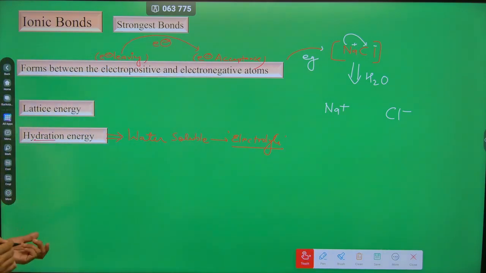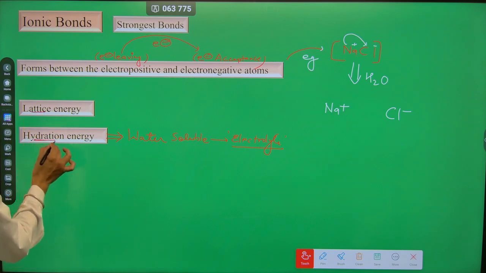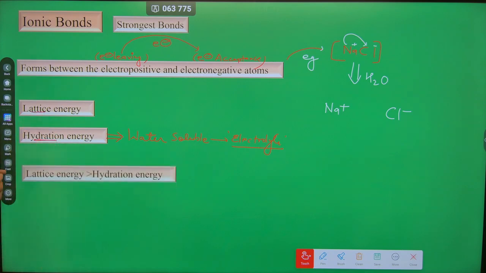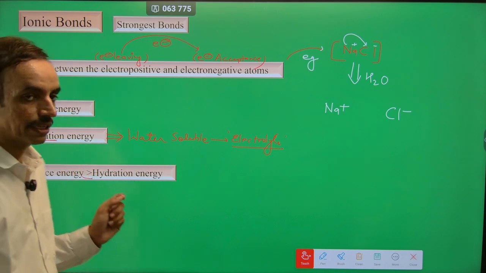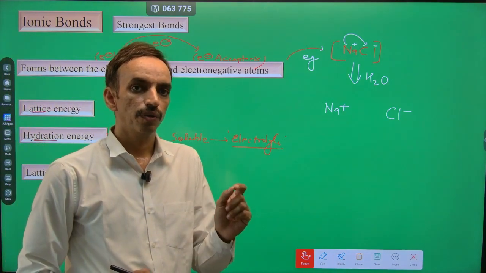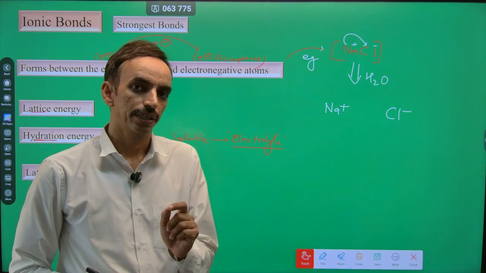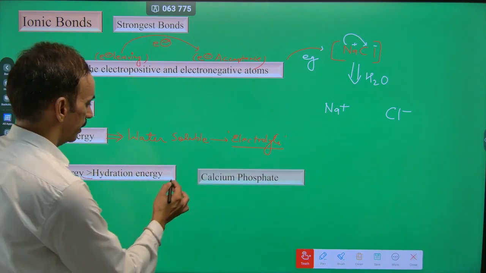So there are two types of energy, one is lattice energy, another is hydration energy. If the lattice energy is greater than the hydration energy, under these circumstances the ionic compound will not get solubilized in the water. For example, calcium phosphate.